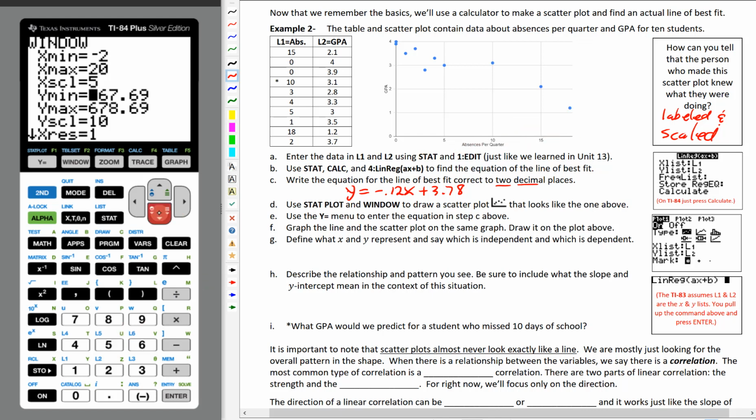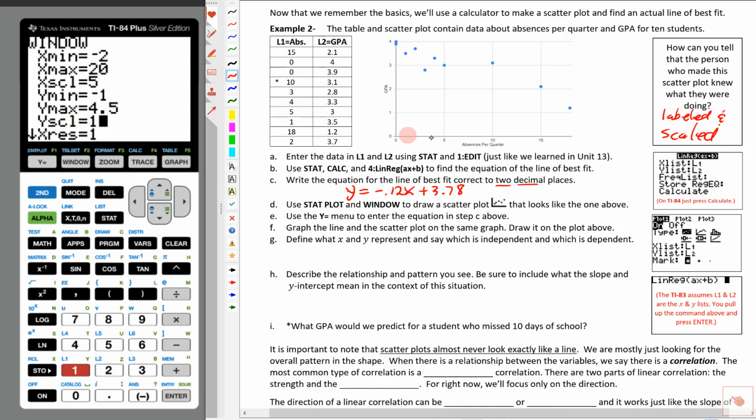And then the y minimum, I'm going to go a little bit lower. I'm going to do -1. And then for the max, the biggest value we have up here is 4. But I want to make sure that I can see everything. So I'm going to do like a 4.5, and we'll put a tick mark every 1. Okay, so we've got 1, 2, 3, 4. That's going to put a tick mark in the y direction. The y scale is 1. And we've got a tick mark every 5 over here, so that's why the x scale is 5. Now, if we make a mistake and it doesn't look very good, then we can just go back and change it.